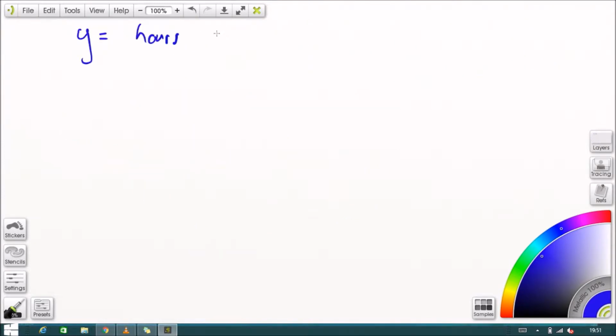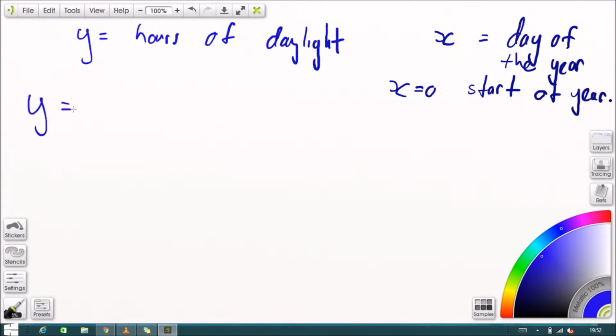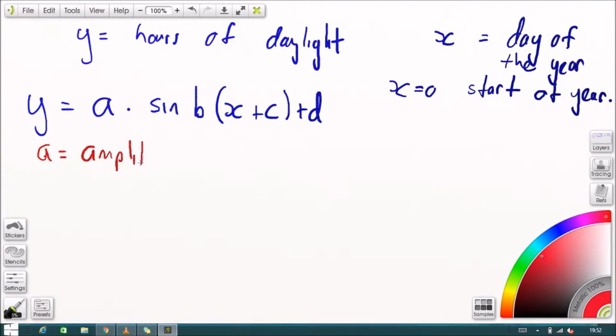Right, so here's our formula again. We'll begin with y being the number of hours of daylight, and x can be the days of the year. And when x is equal to 0, that's the start of the year. So y will be equal to a times sine of b times x plus c in brackets, plus d. So that b times x plus c is inside the sine function.